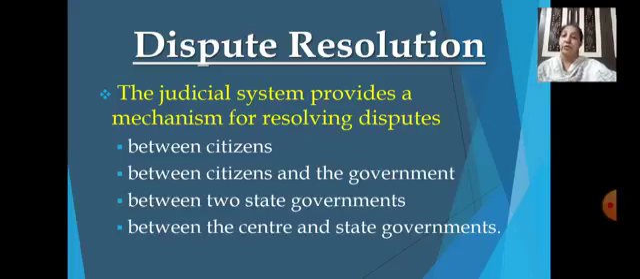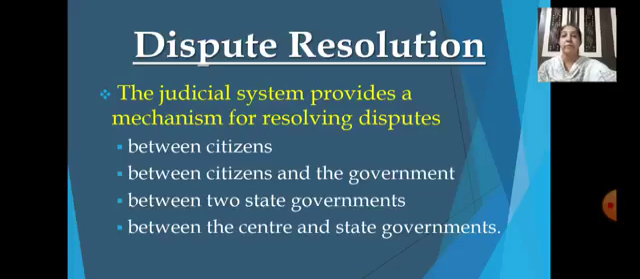Even there is between two state governments. See, it is initially started with the citizens. Then it goes to between citizens and the government also. Then the next step here is between two state governments. Even if there are any conflicts among the two state governments, that is also the judicial system's work to resolve it. Then between the center and the state governments. So these all are the categories, children.